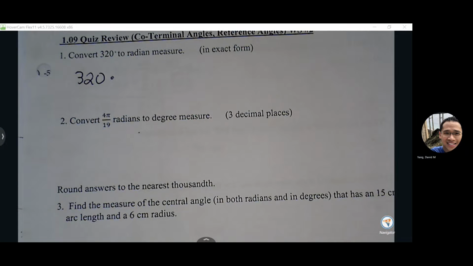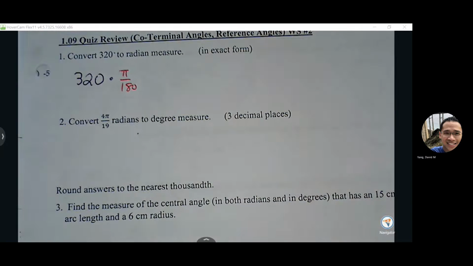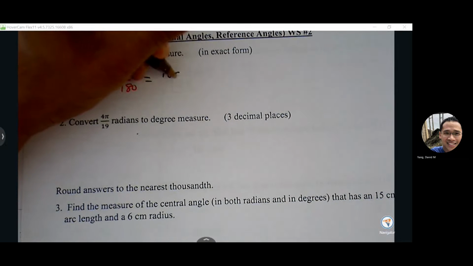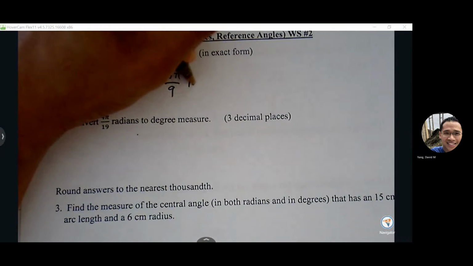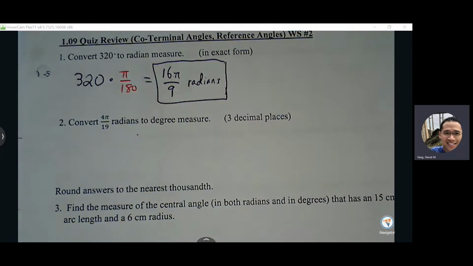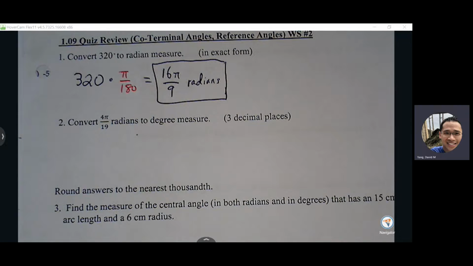If you haven't memorized that, you just multiply across. So 320 over 1, but leave pi. You only cross multiply if there's an equal sign in between. Right. Multiply across.